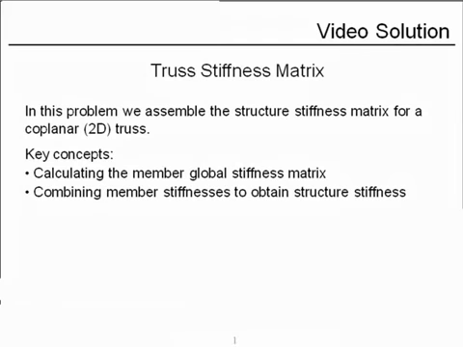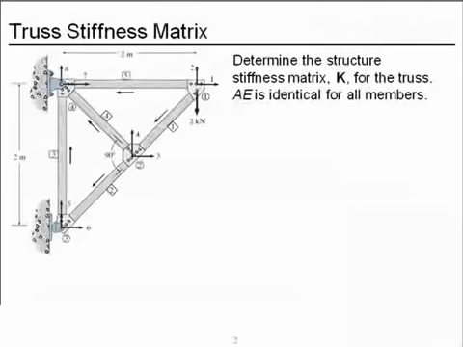this problem. We'll assemble the structure stiffness matrix specifically for a coplanar or 2D truss, and the key concepts we'll use are calculating the member global stiffness matrix and combining member stiffnesses to obtain the structure stiffness.